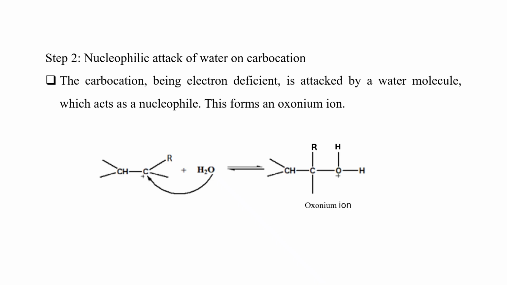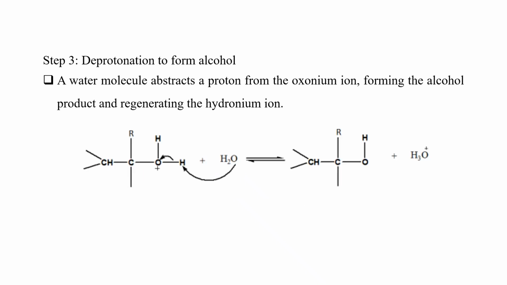Now, the last step, which is deprotonation to form alcohol, what happens is that the water molecule is going to abstract or remove a proton, that is the hydrogen ion, from the oxonium ion, forming the alcohol product and regenerating the hydronium ion. That is the end of our class.